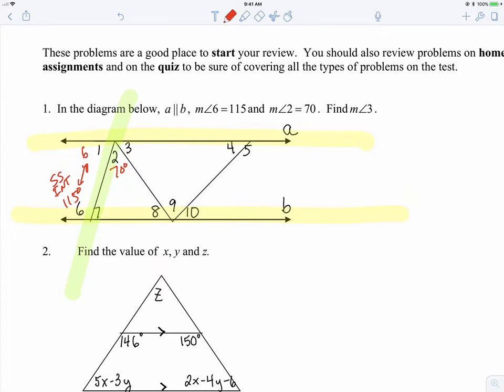So I get 65. Then I know if I look at angle 1 and go all the way around, it's 360 degrees. So if I just do 1, 2, and 3, that's half a rotation, which is 180. So I can figure out angle 3. It's going to be those two, 65 and 70 added together, and then subtracted from 180. So I get 45 degrees.